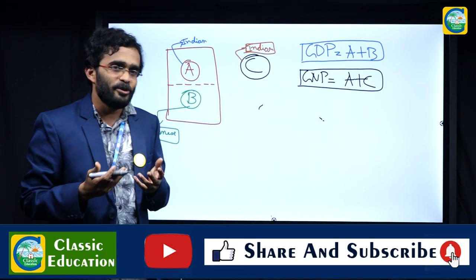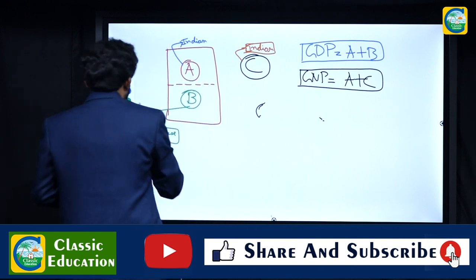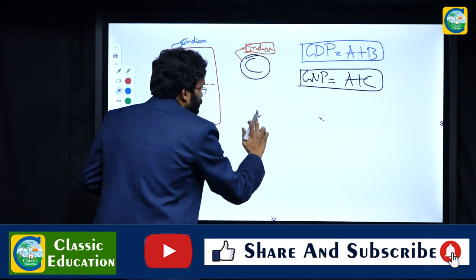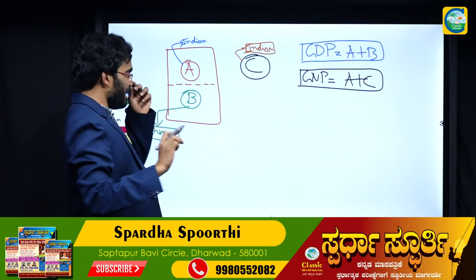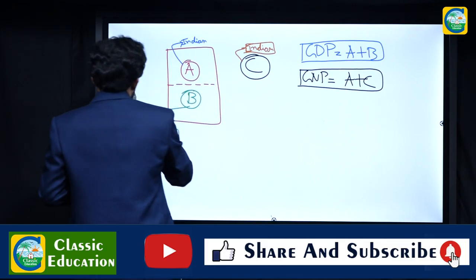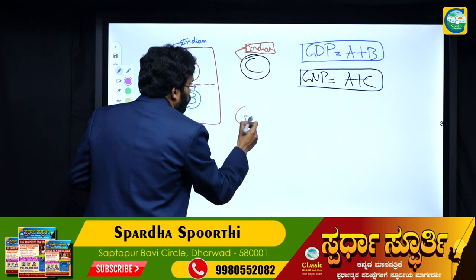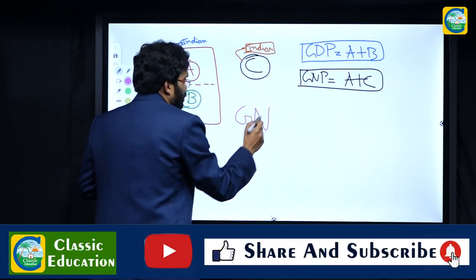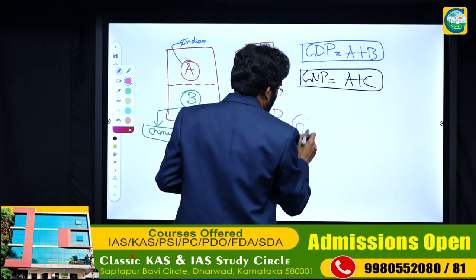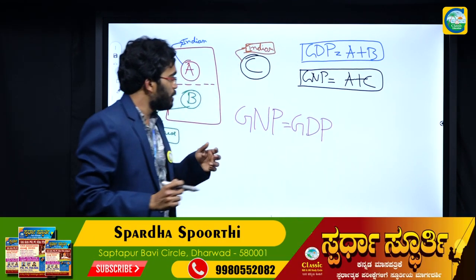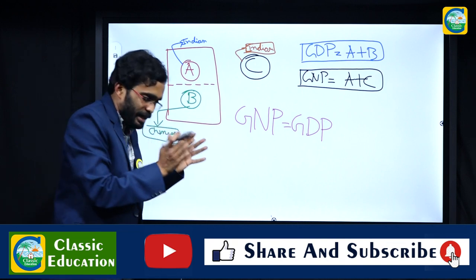Now let us try to establish a relationship between GDP and GNP. Let me erase this unnecessary thing, students. Then let me give you this formula of GDP and GNP. It's a beautiful formula, an amazing formula. We are trying to establish the relationship between GNP and GDP. GNP is equal to GDP plus what? What is GNP? Income earned by Indian citizens in India and abroad.